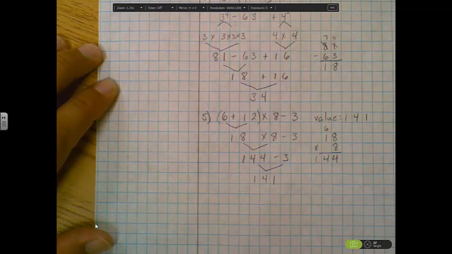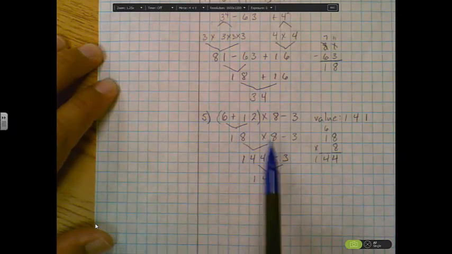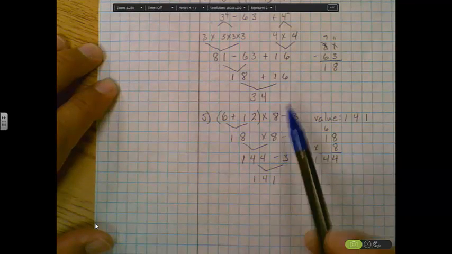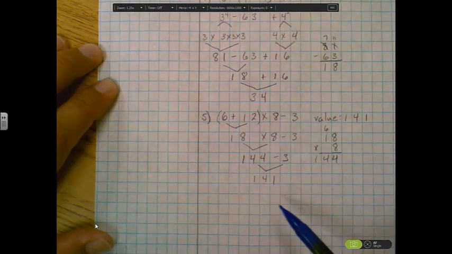If you don't get it right on the first try, that's okay. Just go back and move the parentheses either around the 12 and the 8, or move the parentheses around the 8 and the minus 3. Use your order of operations to solve and see what you get.